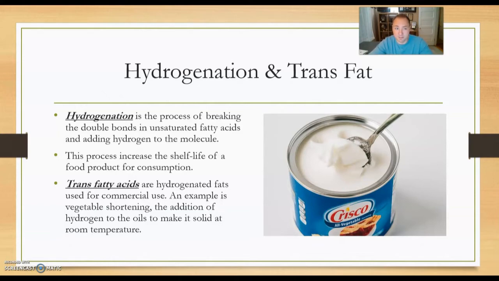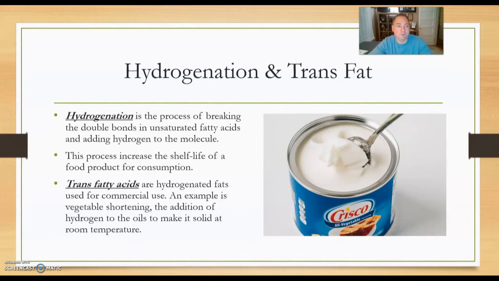Not necessarily the best thing. Okay? It didn't happen naturally. Okay, so trans fatty acids are hydrogenated fats used for commercial use. An example is vegetable shortening. Crisco is an example. And the addition of the hydrogen to the oils to make it solid at room temperature. These aren't the best to use.